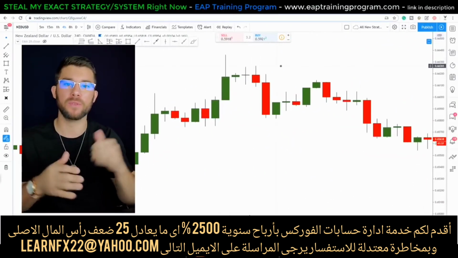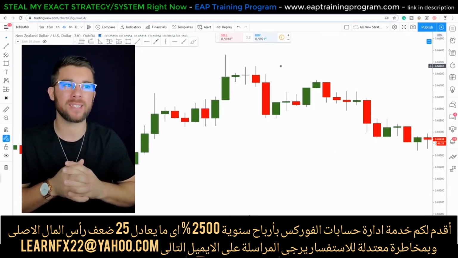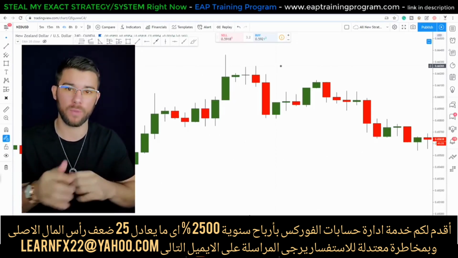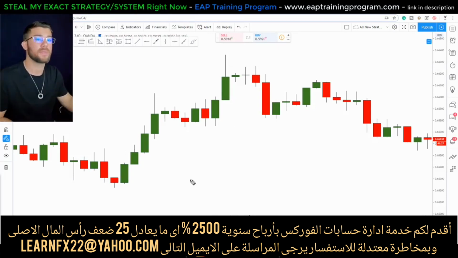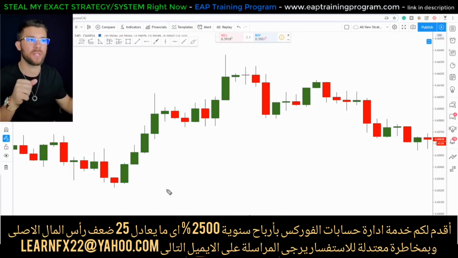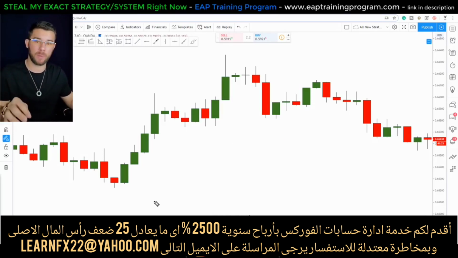Here we are on the New Zealand dollar. What I want you to do is see if you can point out all of the swing highs and swing lows that we can see on the chart right now. I'll give you just a few seconds before I start pointing them out. And in a second, I'm going to break down how to spot a major swing high and swing low and minor swing highs and lows. There's a very specific way that I use to spot those. You're going to know that right after this.